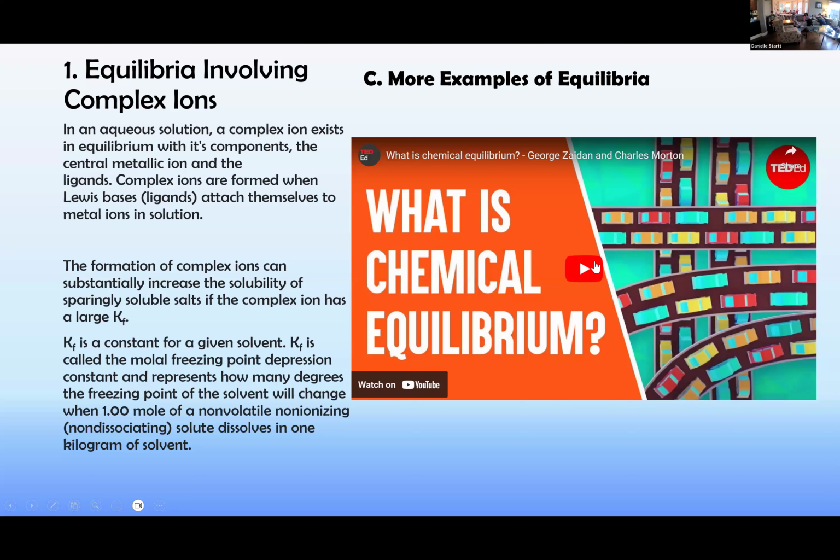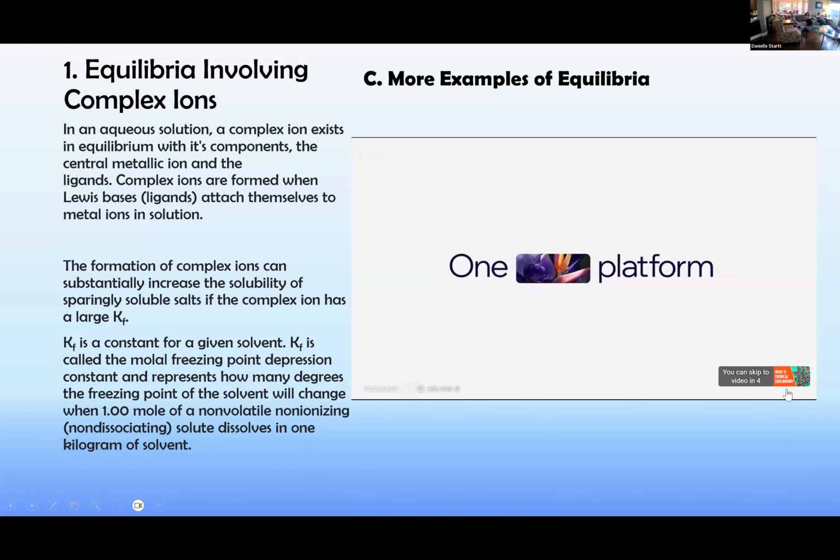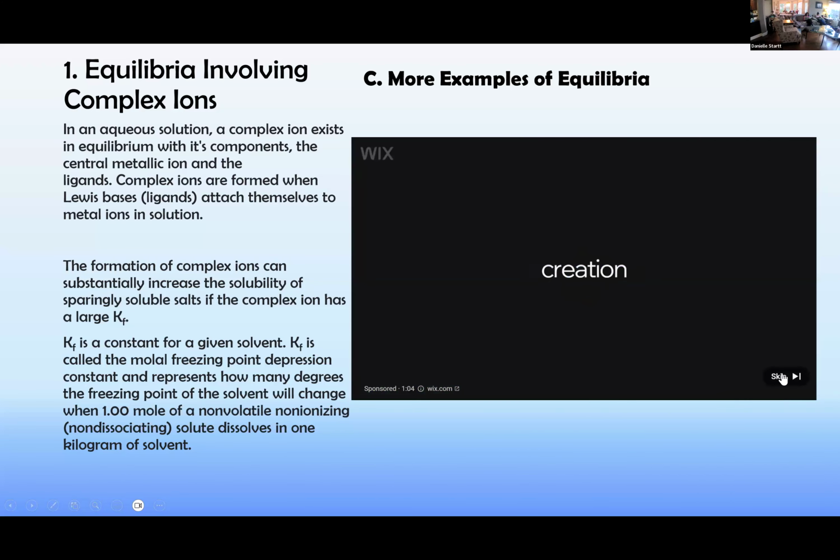That's the point. All right, so here's a very quick and very weird but fun TED Ed. Yes, Wix, I know. Don't need this ad, I already have Wix. Okay.